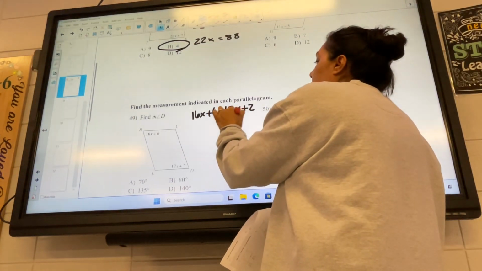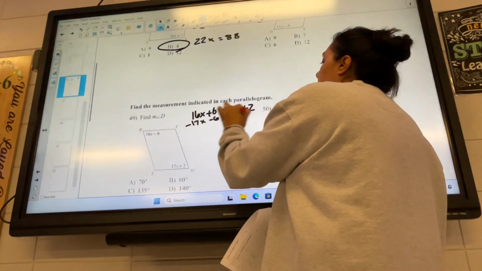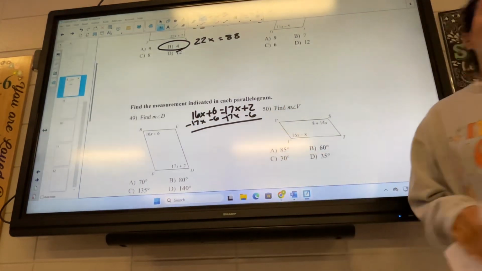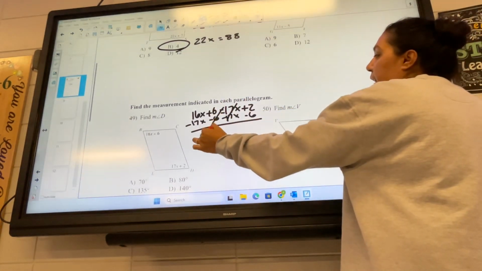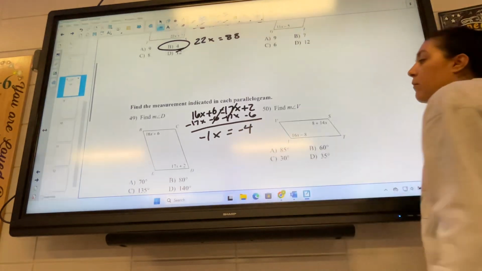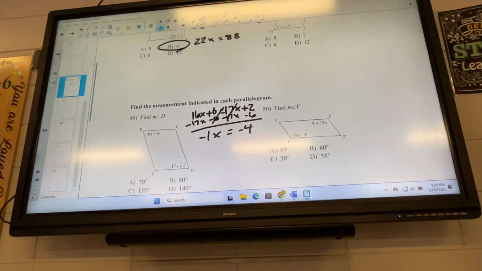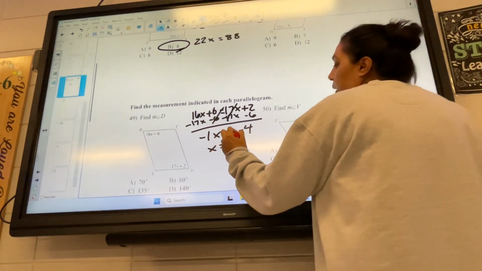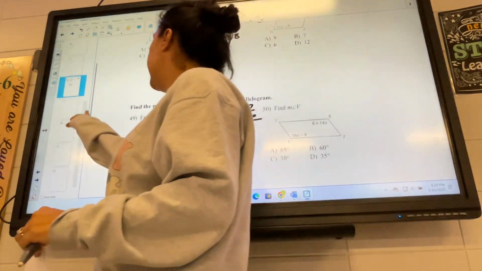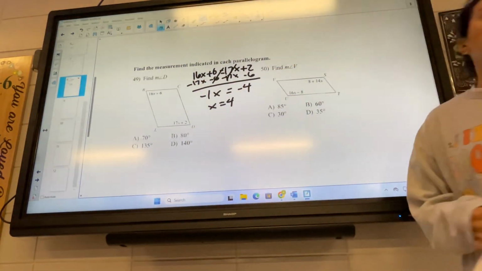17x and a 6. Okay, so the 6's and the 17's are going to cross out. Okay, so I'm going to get negative 1x equals negative 4. Okay, and then what would need done? Divide both sides by negative 1. And what would that give you? X equals positive 4. Okay, and then we need to plug that back into D. What is D?